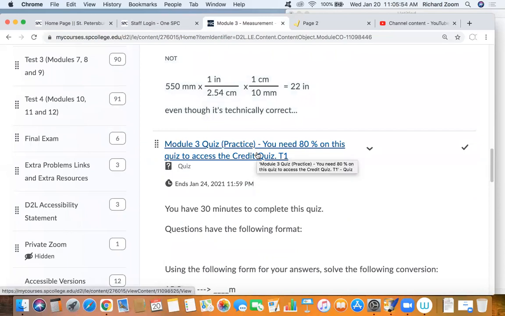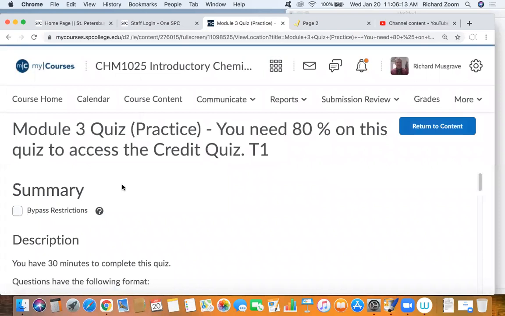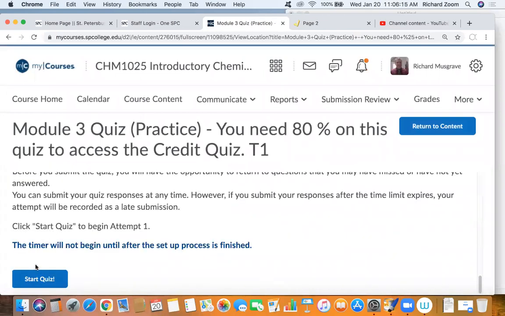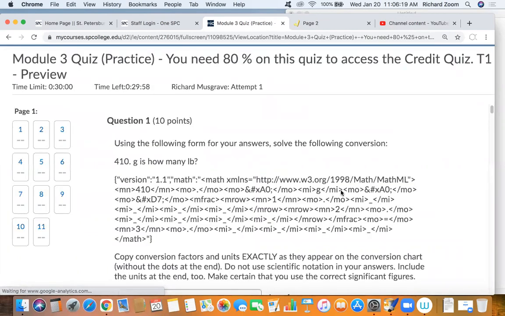Then we've got the Module 3 practice quiz as well. And remember, you'll need to get 80% on this in order to access the credit quiz. So once you get 80% on that, the credit quiz will open. And this is what the practice quiz will look like.